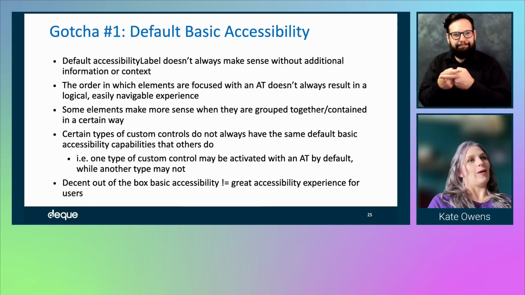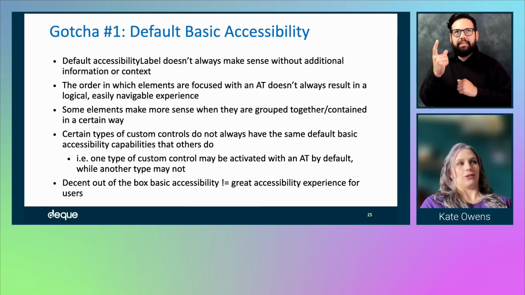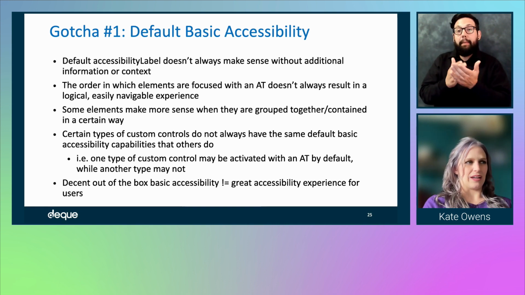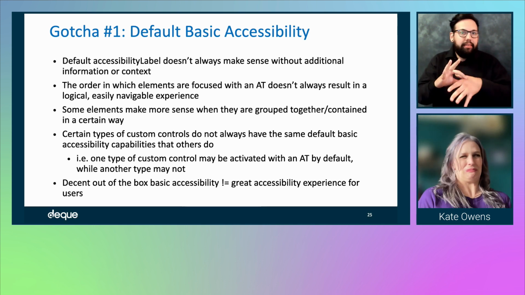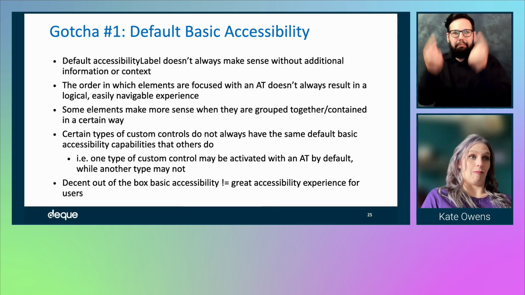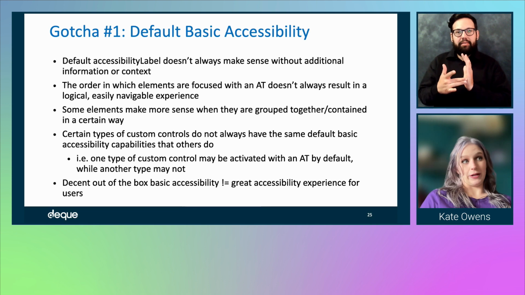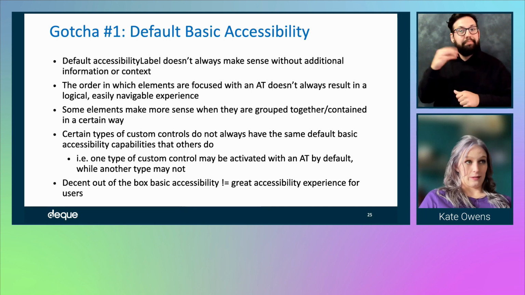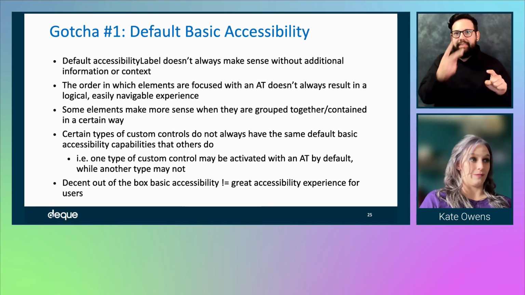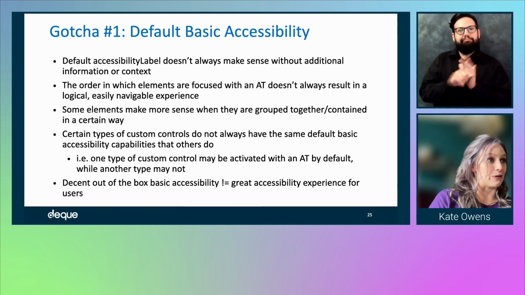So with the default basic accessibility that SwiftUI provides, it doesn't always make sense without additional information or context. There's certain elements that when you focus over them, without certain context or information, what SwiftUI does by default might not make a lot of sense to a user. And this same thing goes for the order in which elements are focused with an assistive technology. It doesn't always result in a logical, easily navigable experience. Take, for example, our sort priority. When it was default, we didn't even get to our edit button. We didn't know that that was there. So that's an example of a shortfall of default basic accessibility if you're not careful.